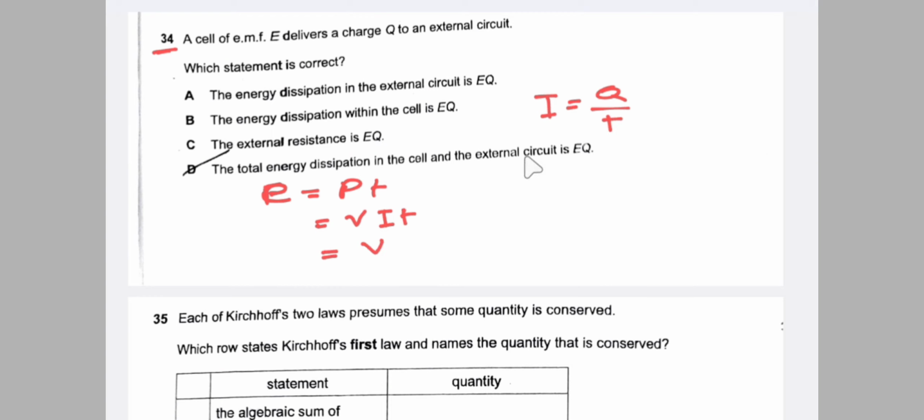So charge is equal to current into time. Here is V and Q. Charge is equal to current into time, that is VQ. And V is represented by E. So EQ. So the energy is represented by EQ. That is energy dissipated in the cell and the external circuit is EQ. So the answer is D.